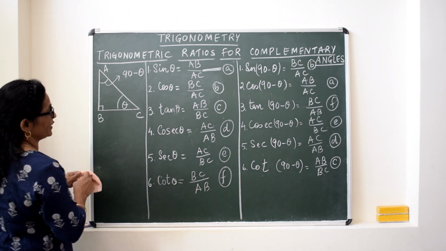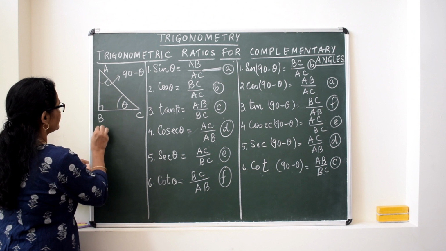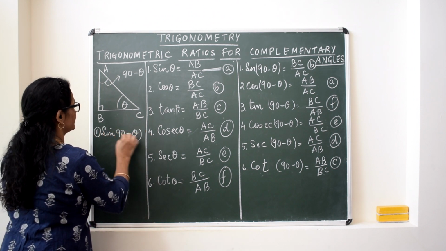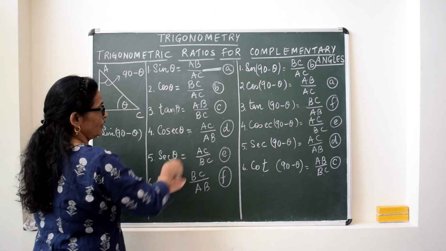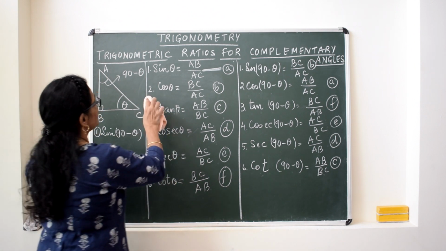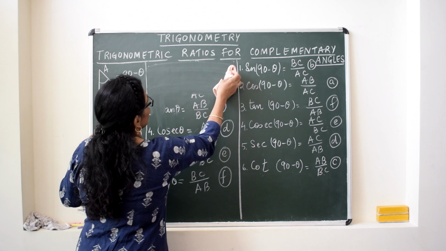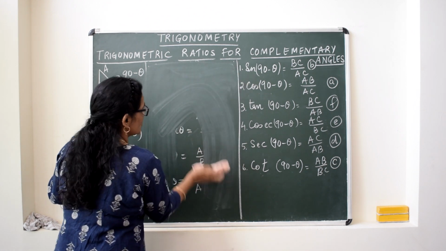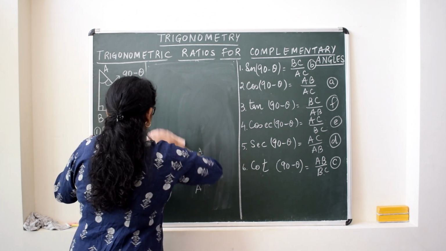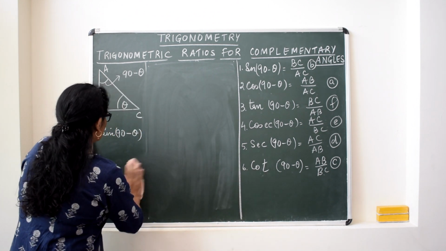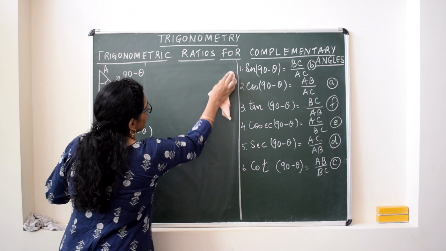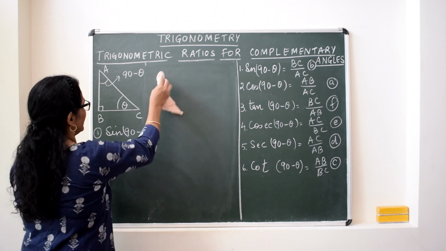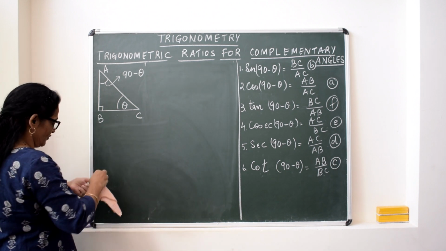The first relation is, we will write one by one. I just wrote all of this and explained it to you. So we will write the complementary angles with the relations for all 6. Okay. So we will see the ratios for complementary angles. The first one is, I'll write from here.